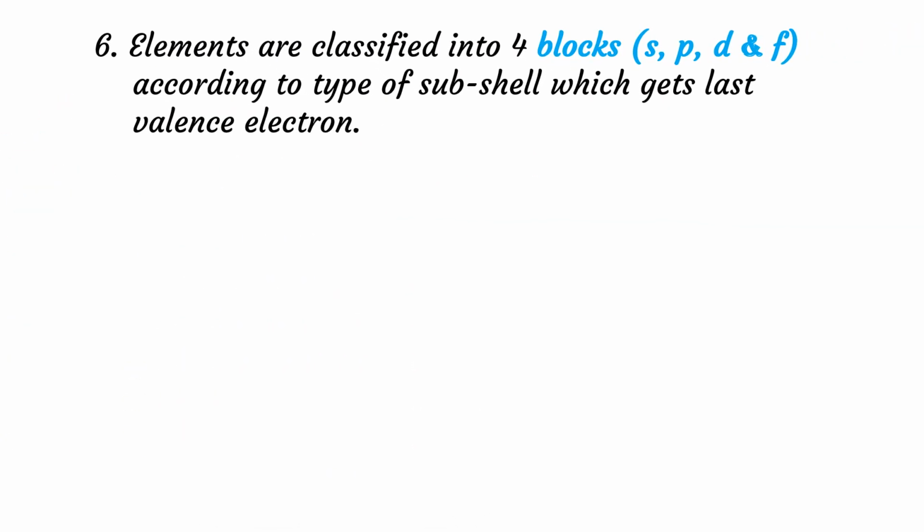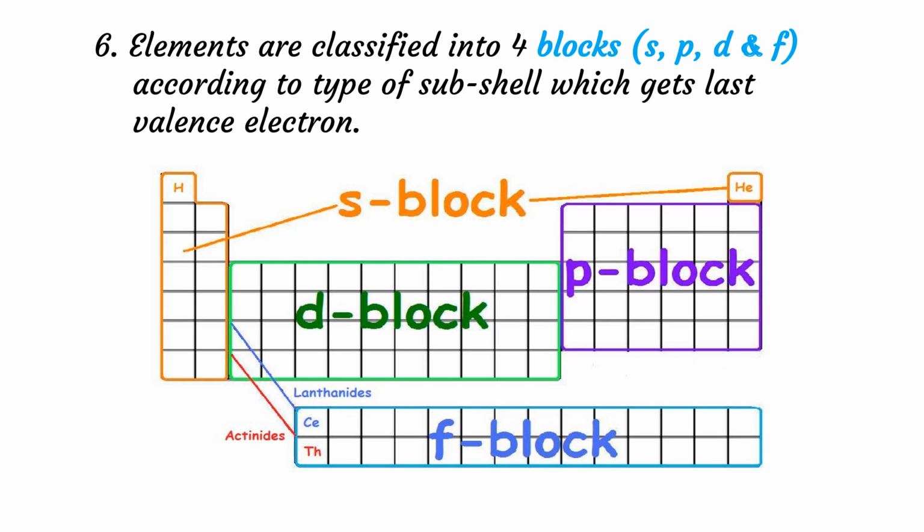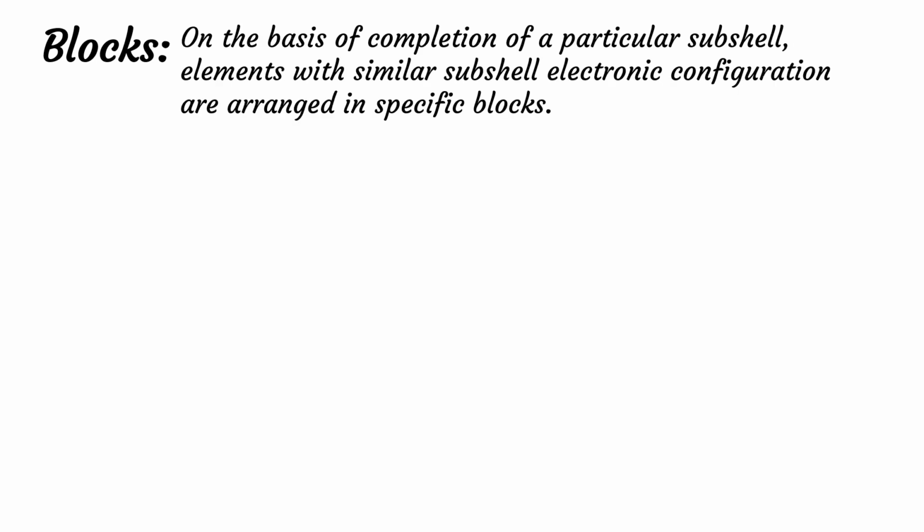Elements are classified into blocks S, P, D, and F according to the types of subshell which gets the last valence electron. Let us try to understand about blocks in the periodic table. On the basis of completion of a particular subshell, elements with similar subshell electronic configurations are arranged in specific blocks.